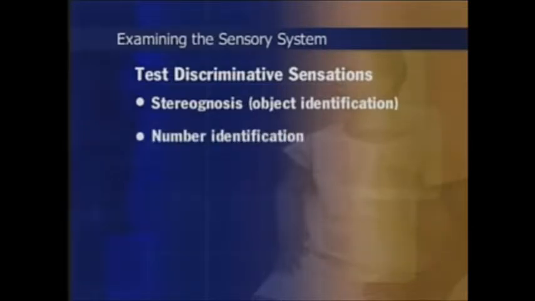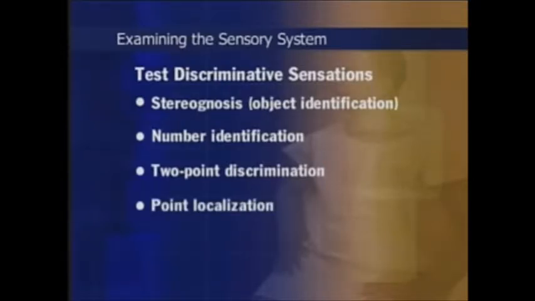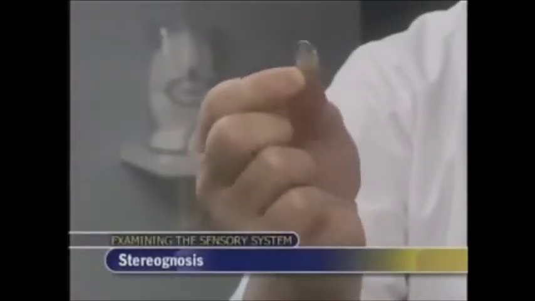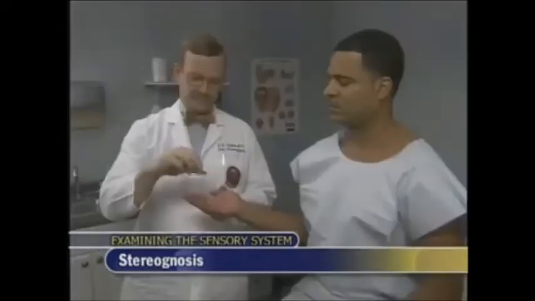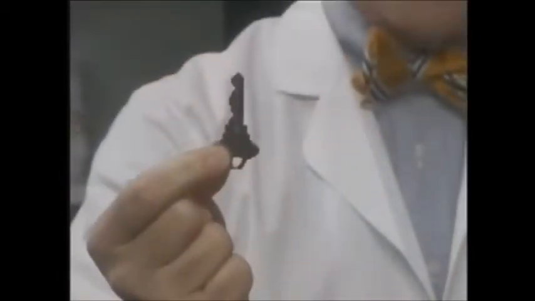If necessary, also test number identification, 2-point discrimination, point localization, and extinction. You will perform each of these tests with the patient's eyes closed. Keep your eyes closed. Now hold out your right hand. To test stereognosis, place a familiar object in the patient's hand and ask him to identify it. Feel that object and try to identify it. It feels like a coin. Good. Repeat the procedure on the other hand using a different object.